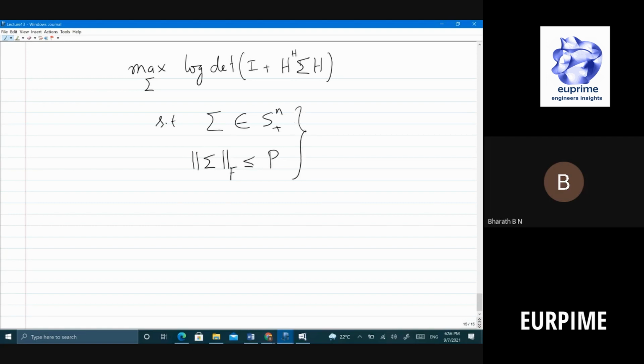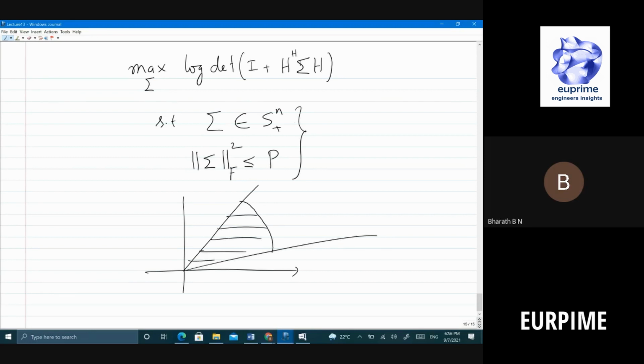See now, how do I visualize this? The first one says it belongs to a cone, right? This is how it looks like. Well, not exactly this, but this is how I can visualize. Frobenius norm less than or equal to p, or Frobenius norm squared less than or equal to p. What does that mean? That forms a ball, right? Circle. So it's like this. It is all the points here, right? This is how I can visualize. This is my constraint set.